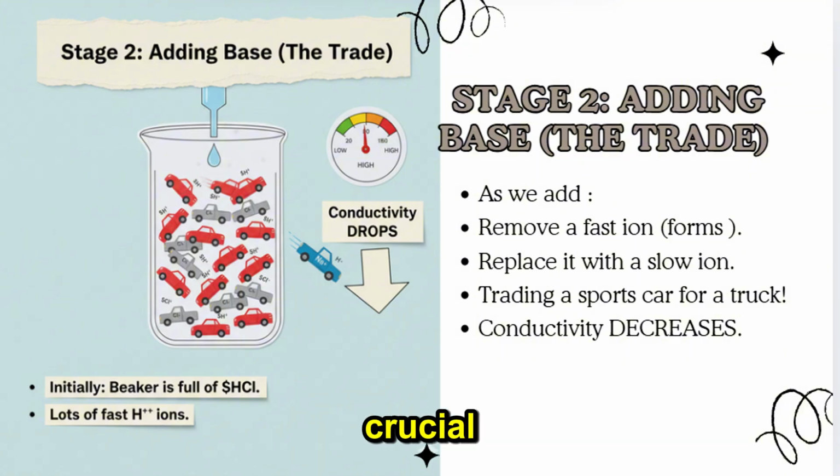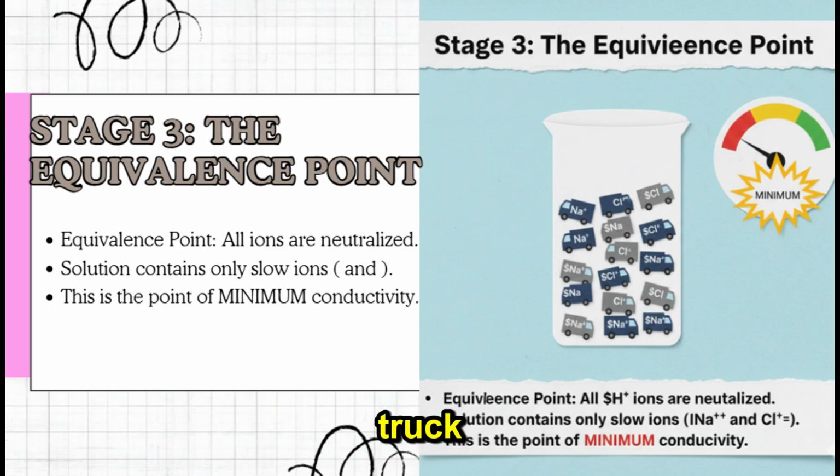But here's the crucial part. As soon as an OH- ion enters the beaker, it finds an H+ ion and they react to form water, H2O, which doesn't conduct electricity. So for every drop of NaOH we add, we do two things. One, we remove a super fast H+ sports car. And two, we replace it with a slow-moving Na+ truck.